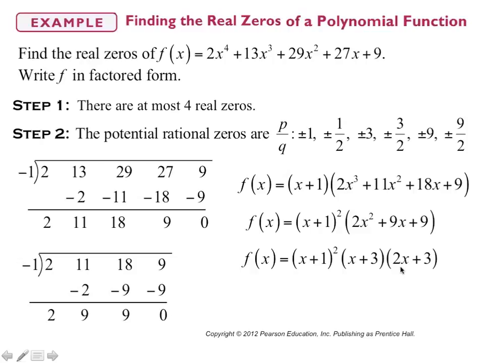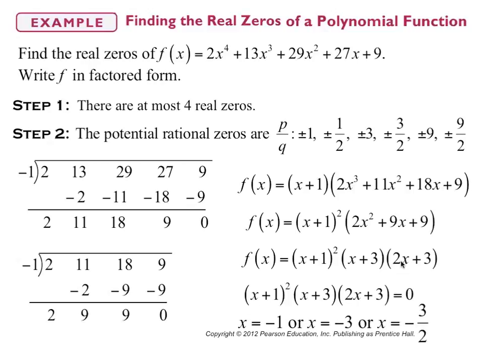And that, again, you can either use factor by grouping, which is the very methodical way, or you could do guess and check. Sometimes it's easy to see these. So this one factors as x plus 1 squared times x plus 3 times 2x plus 3. If we want to find the zeros, you just set each piece equal to 0. So you get -1, -3, and -3 halves, which were, again, all in our list right up here.